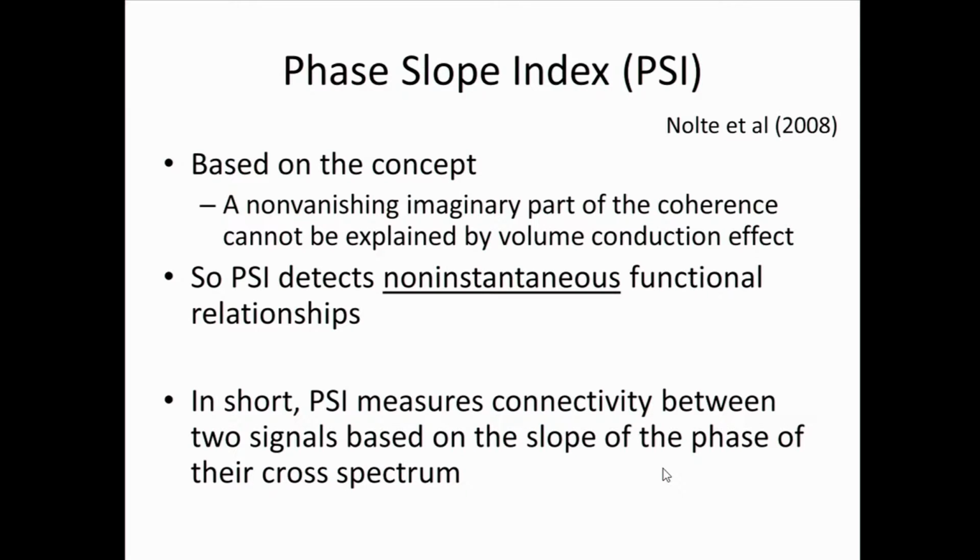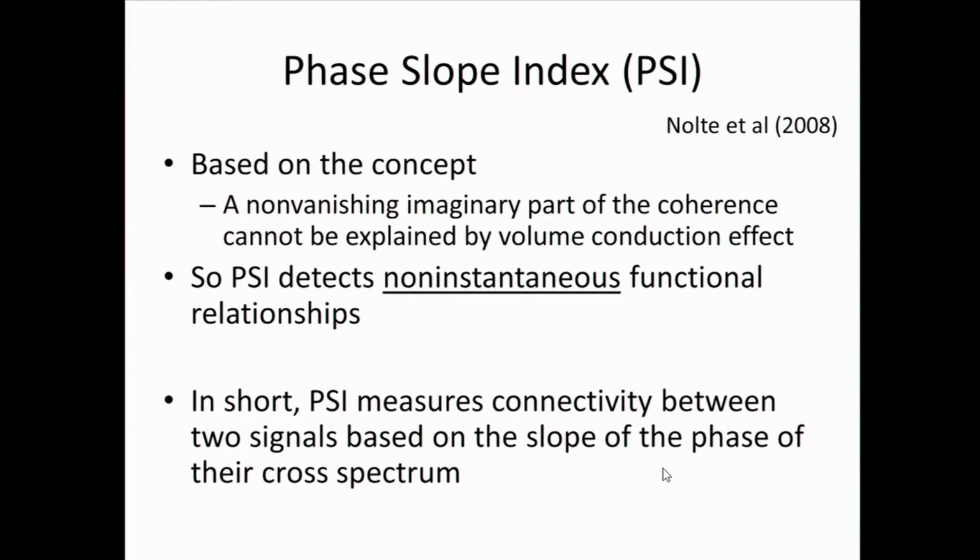What it does, in short, is that the phase slope index measures connectivity, similar to the phase lag index, between two signals based on the slope of the phases of their cross spectrum, because phase slope index primarily measures whether the slope of a phase lag is either consistently positive or consistently negative over several adjacent frequency bands. The sign of the phase slope would give you the information whether information flows from A to B or from B to A.